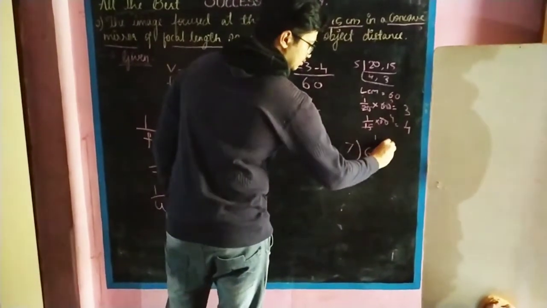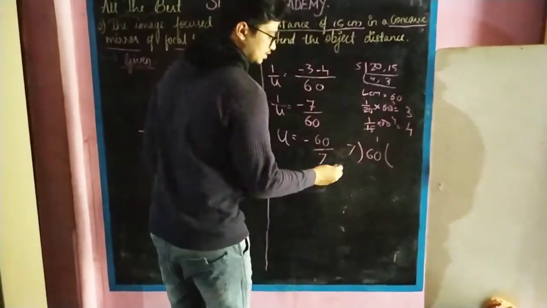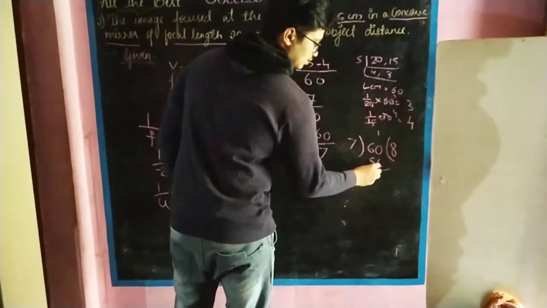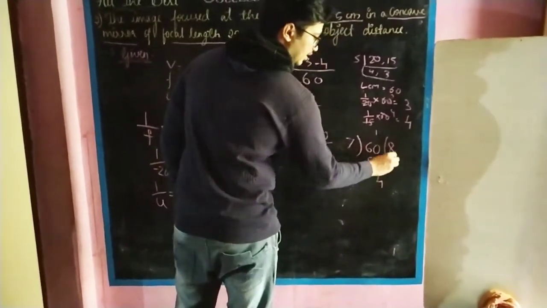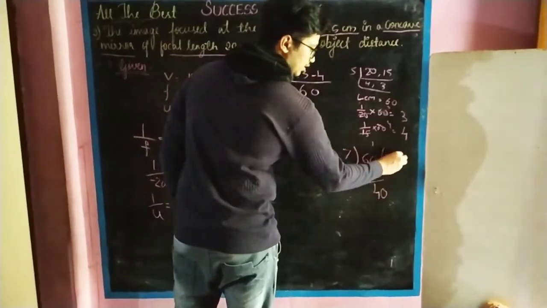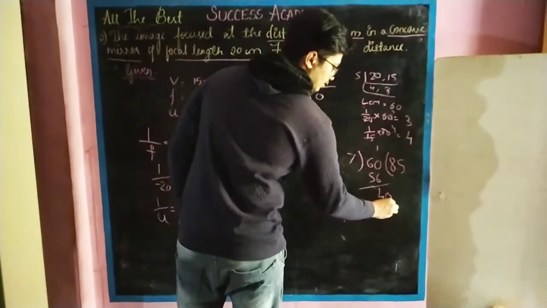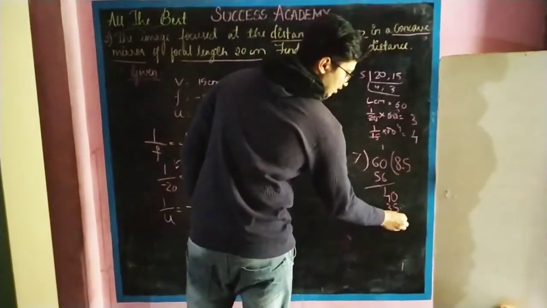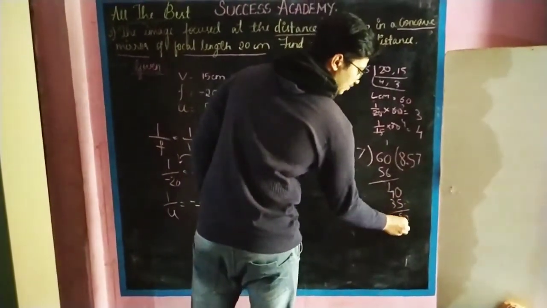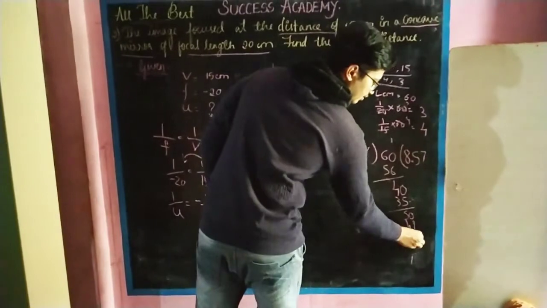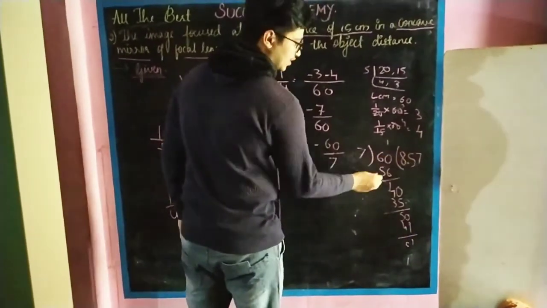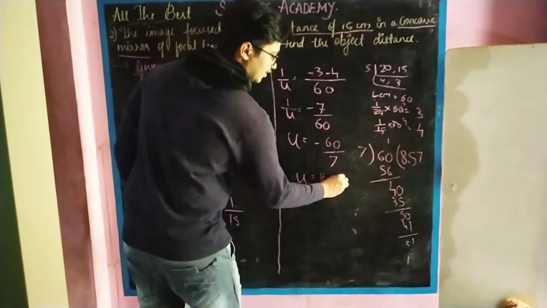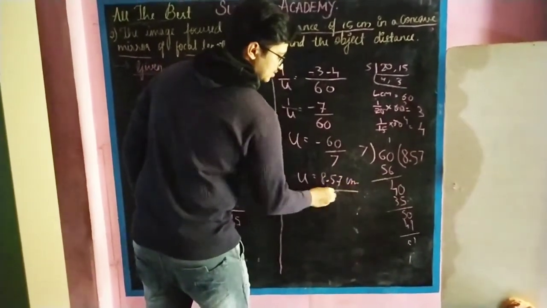60 divided by 7. 7 8s are 56. 4 will be remaining, 0. 7 5s are 35. 5 will be remaining. Already put the point, so another 0. 7 7s are 49. Ended at 2 decimals, friends. Our answer is u is equal to 8.57 centimeter distance.